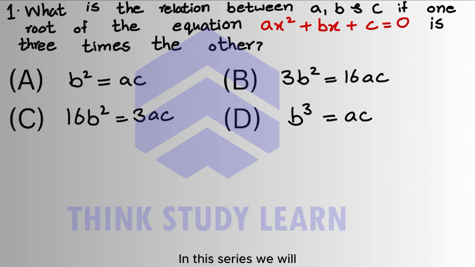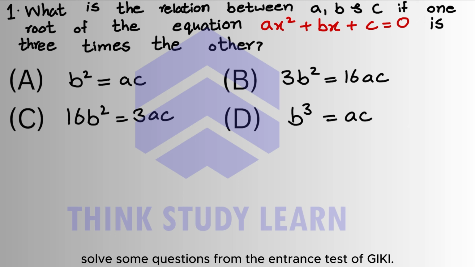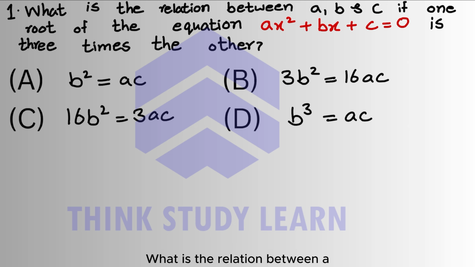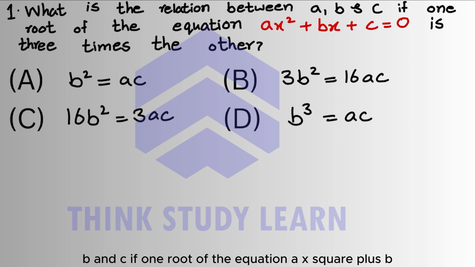In this series, we will solve some questions from the entrance test of GIKI. Let's begin with the first question here. The first question states, what is the relation between a, b and c if one root of the equation ax square plus bx plus c is equal to 0 is 3 times the other?